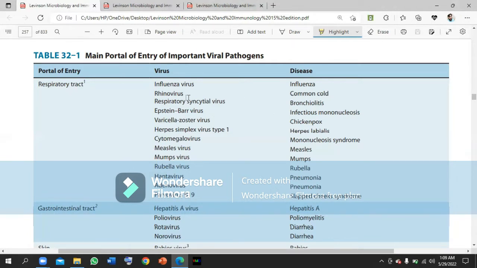There is rhinovirus that causes the common cold, respiratory syncytial virus that causes bronchiolitis, and Epstein-Barr virus, which causes infectious mononucleosis. It is also known as the kissing virus. Then Varicella zoster virus, herpes simplex virus. So these are the viruses, and these are the diseases, and the portal of entry is through the respiratory tract. Mostly these viruses get entry into the healthy person with the help of the aerosols that are released by the infected person.